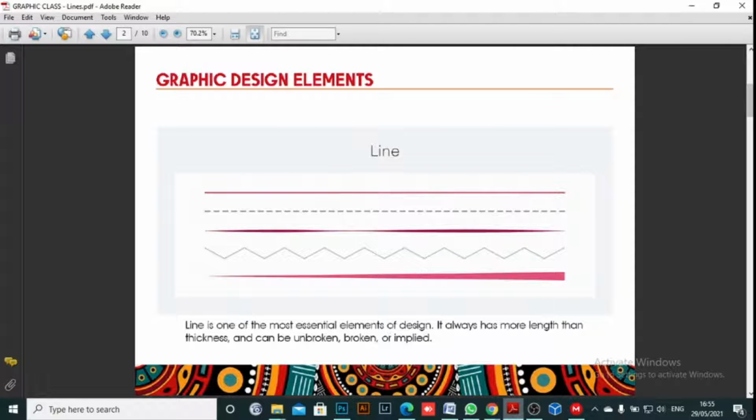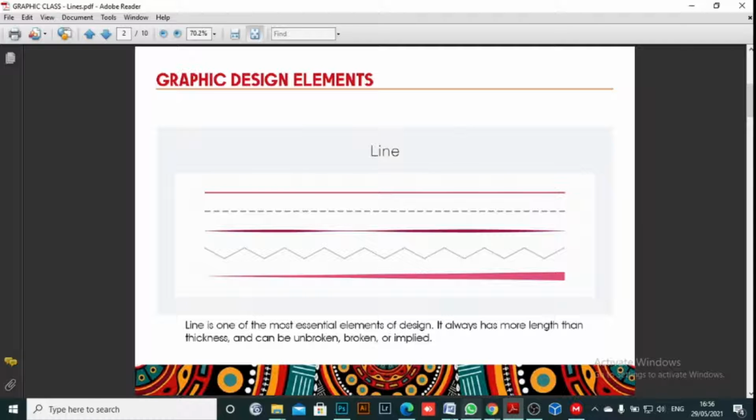So in graphic design, why do you use line? You use line to create space or differences. We create space between 2 elements. I'm going to show you some designs where lines are used. It could be tiny lines. We have different types of lines.